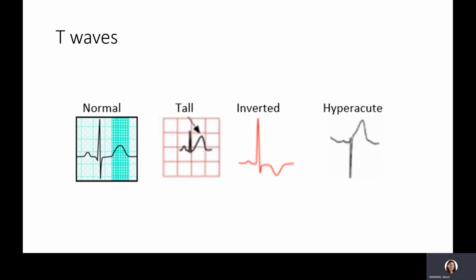Our T waves can have a couple of presentations as well. The first one will be considered normal. The second complex you see, the T wave is almost as tall as the QRS complex. The third one is inverted, and the last one is showing that it is hyperacute. You'll also notice the hyperacute has an inverted QRS. That's just because we're looking at it from a different view.